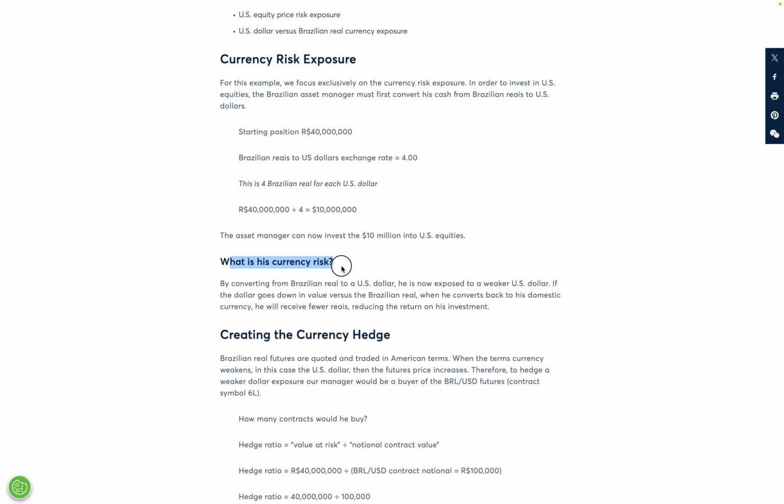What is his currency risk? By converting from real to dollar, he is now exposed to a weaker US dollar. If the dollar goes down in value versus the Brazilian real, when he converts back to his domestic currency, which is Brazilian real, because he is from Brazil, he will receive fewer reais, or real, reducing the return of his investment. Okay, that makes sense.